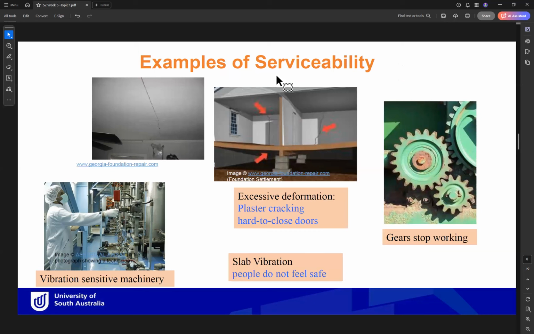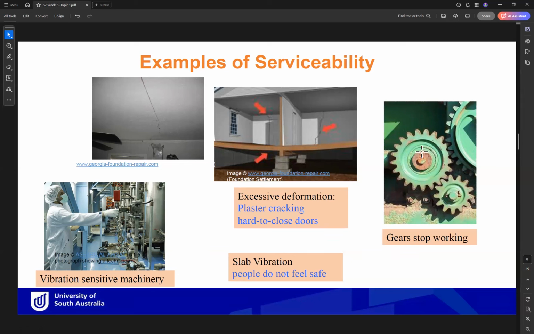So these are some examples of serviceability. Like here we have some cracks in the roof board due to excessive deflection of the roof. Here as well we have some cracks in the walls and also sagging of the floor or the beam due to a problem in the foundation, as you can see. Also here we have vibration due to some sensitive machinery. So we need to make sure that this vibration will not cause any failure or any problem in the structure.